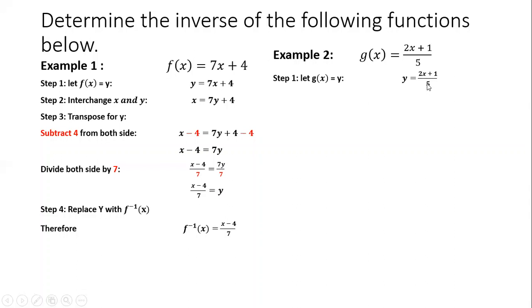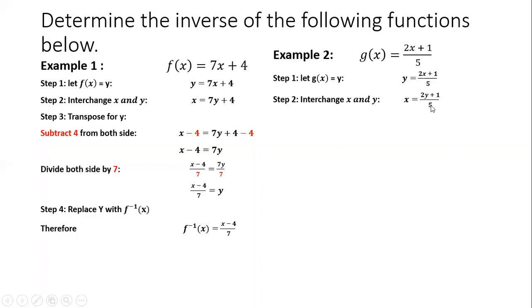Step 2, we're going to interchange x and y, meaning that where y is, we're going to write x, and where x is, we're going to write y. So this is how you would write it. Note here, x takes the place of y, and here y takes the place of x. So we now have x equal to 2y plus 1 all over 5.